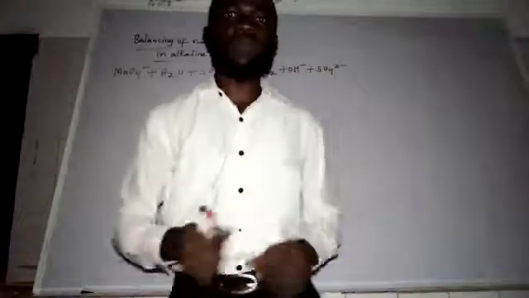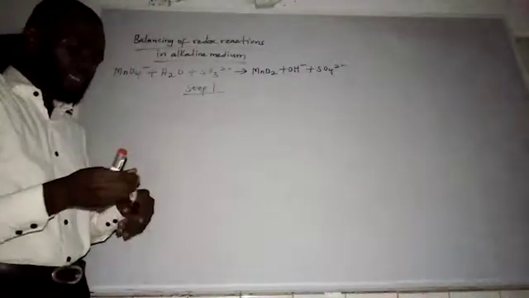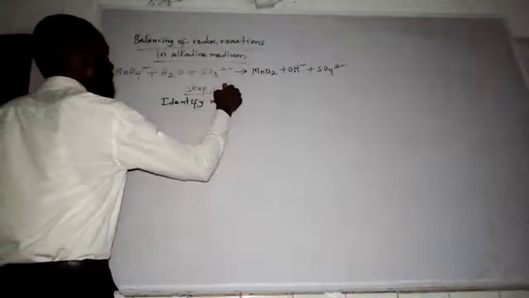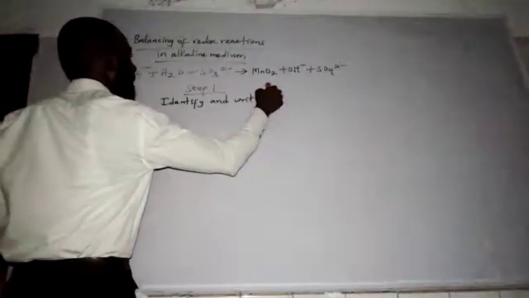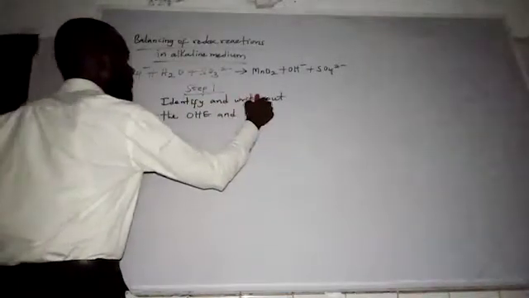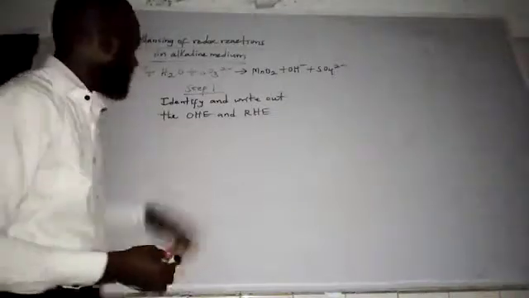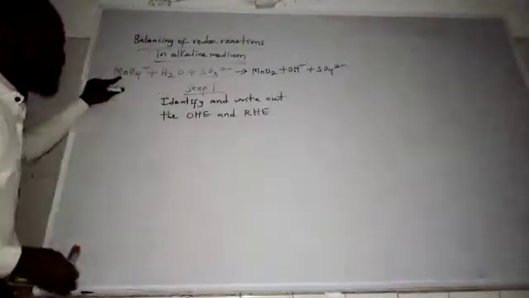So let's take it one by one. Step 1. For my step 1, like I said, I'm going to identify and write out the oxidation half equation and reduction half equation. So how do I get to know that? The same way, I'll come to this place.